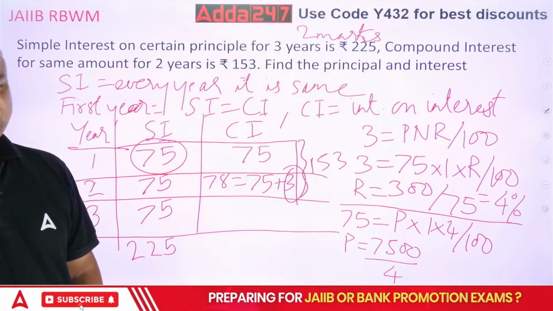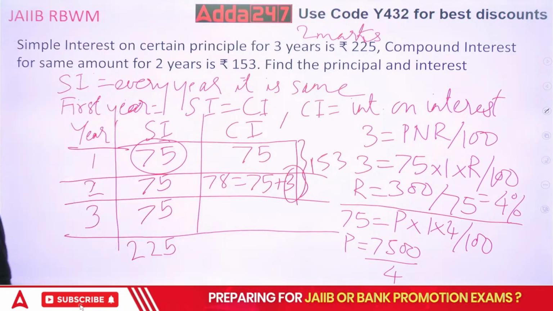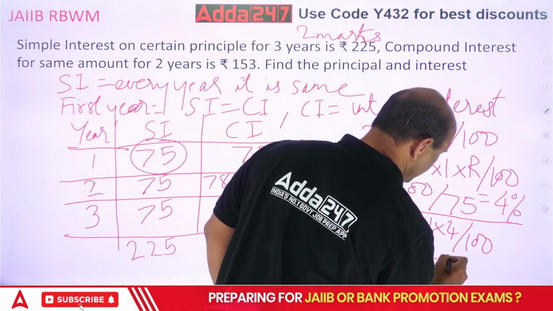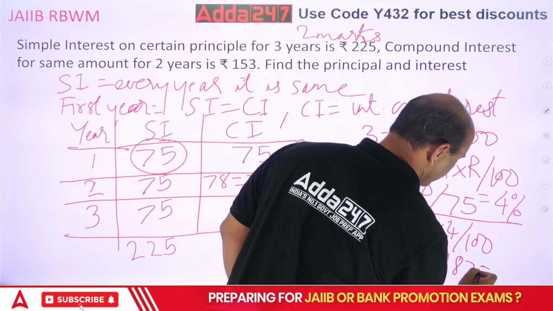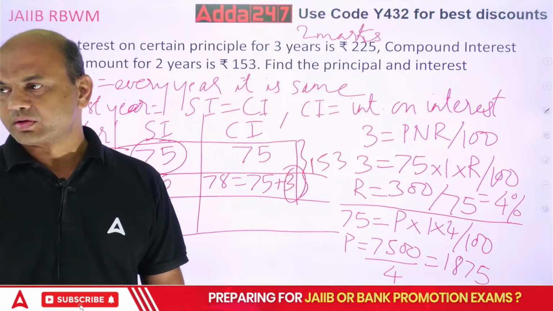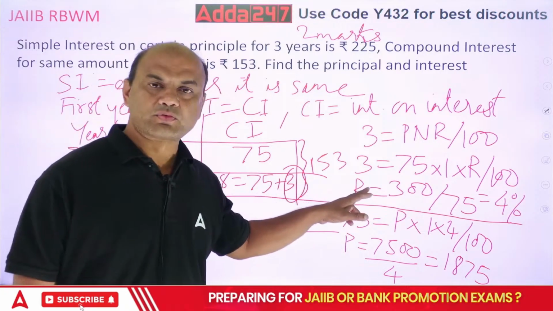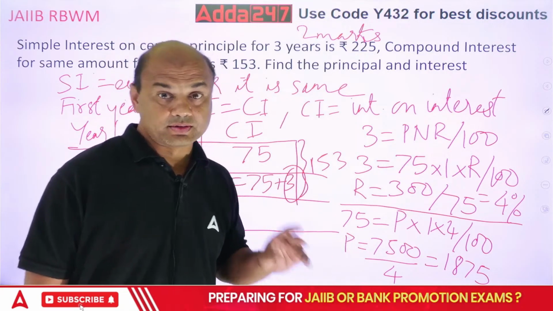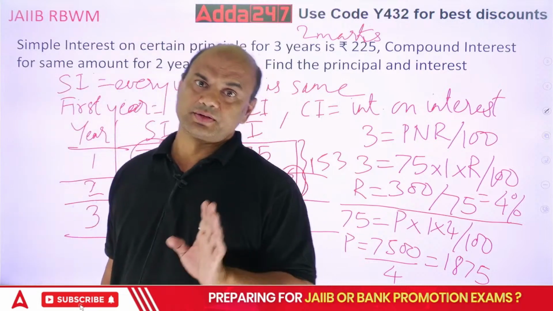Solve it, everyone. 18, I think, something. 18 for the 72, right? 30 remaining. 1875, right? So the principal is 1875. This is your principal. Got it, everyone? R you got as 4%, P you got as 1875. This is how you need to solve it.